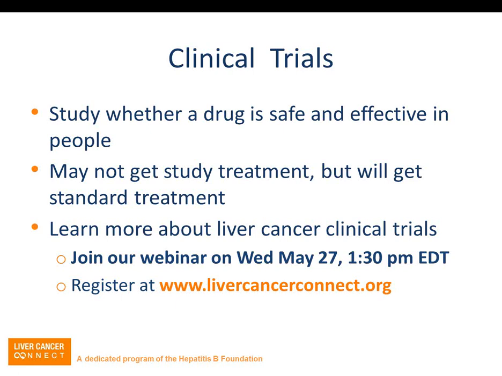Clinical trials determine whether a drug is safe and effective. I encourage all patients with liver cancer to discuss clinical trials with their providers. There's a chance that you may get placebo, but this depends on if you have an early or late cancer. And if you were to be assigned to a non-treatment arm or a placebo arm, would you later have the option of getting treatment? These are all things that you need to discuss.